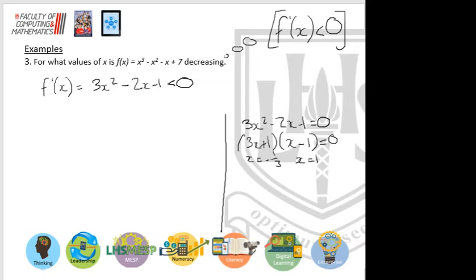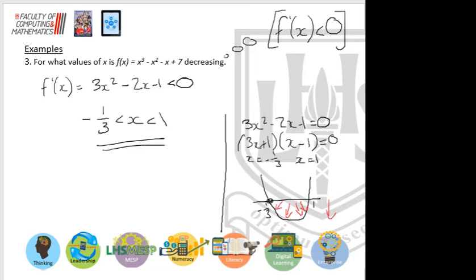Okay, this is a smiley face, so we're talking about a parabola with a minimum turning point, at minus 1/3 and 1. If we want to know what is less than 0, well, it's less than 0 all the way around here. That's where it's below the x-axis. So our solution is that our derivative is less than 0 in this region between minus 1/3 and 1. So minus 1/3 has to be less than x, which has to be less than 1.